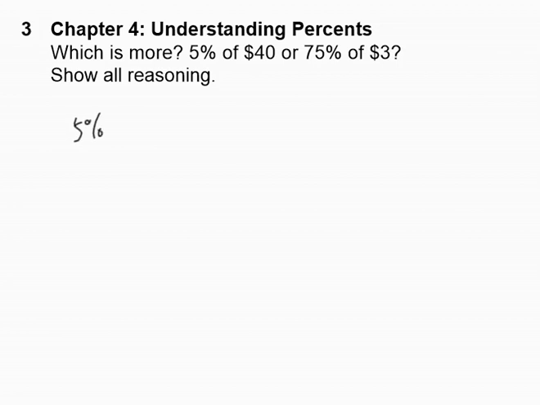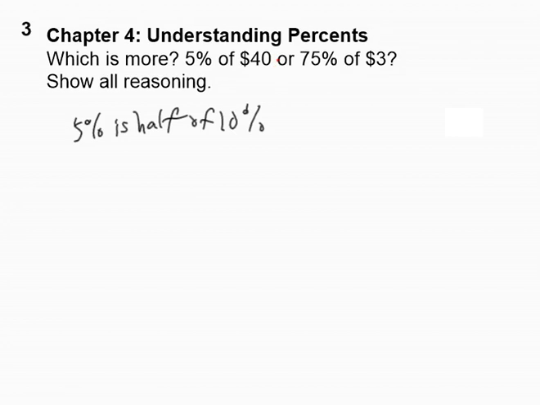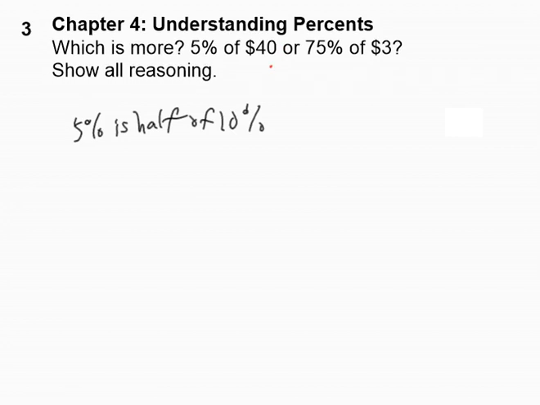5%, right, is half of 10%, right? And in order to get 10% of a number, we take the decimal, in this case here, and we move it one place over, which means that 10% is $4. So 5% is half of that, or $2. So 5% of $40 is $2.